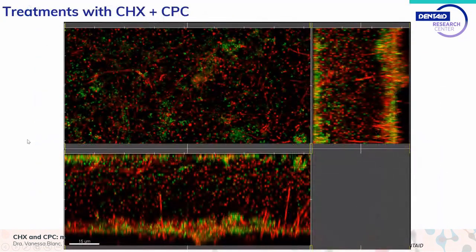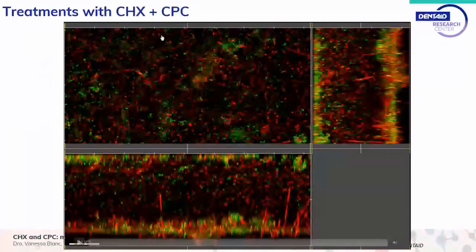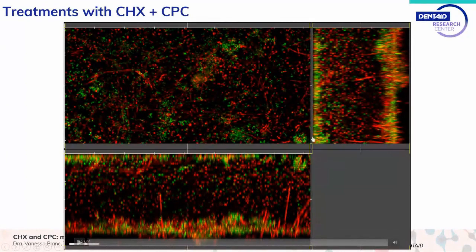Well, for us, it's very important for a mouth rinse to be able to penetrate the biofilm, to kill bacteria in the deepest areas of the biofilm. So we conducted this experiment to try to demonstrate this. This is the surface of the biofilm, and this is the bottom of the biofilm.